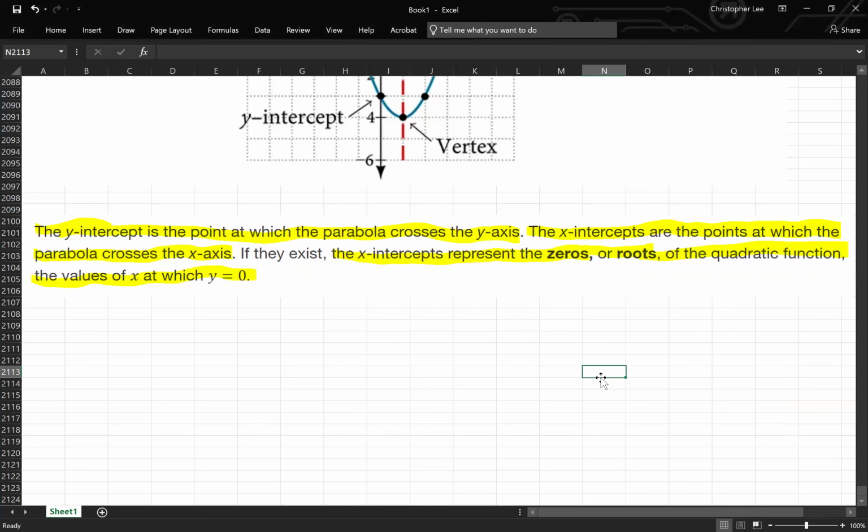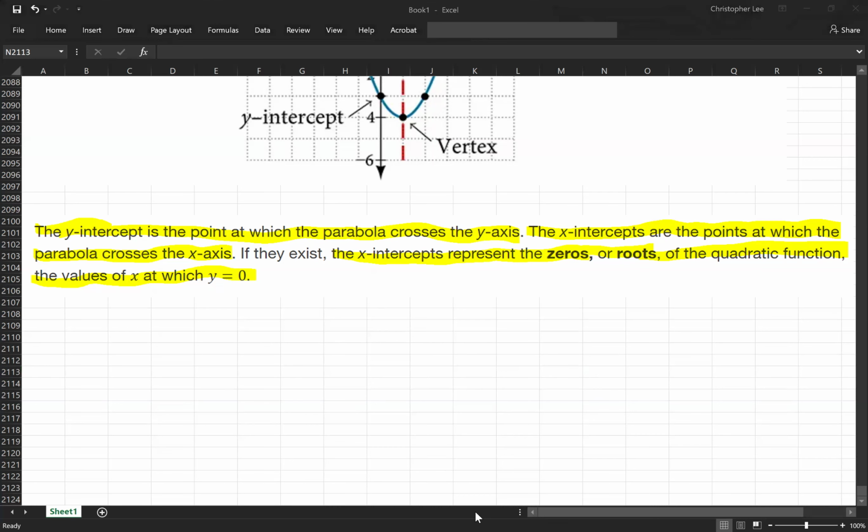So the y-intercept is the point at which the parabola crosses the y-axis. The x-intercepts are the points at which the parabola crosses the x-axis. If they exist, the x-intercepts represent the zeros or roots of the quadratic function, the values of x at which y is equal to 0. So the x-intercepts are the answers to the quadratic equation, basically.